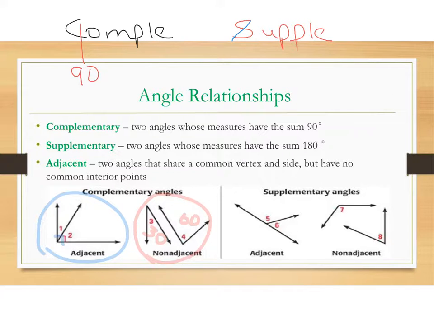Same thing with the supplementary angles. You can have supplementary angles that are adjacent and then non-adjacent, they do not touch. So in this one, if this was 120, we could say 6 is 60 because 120 plus 60 gives me 180 degrees. Any questions on complementary, supplementary, or adjacent? Everybody good with the slide? All right, let's move on.